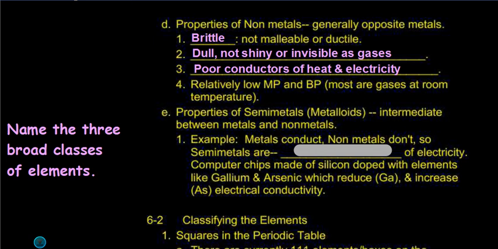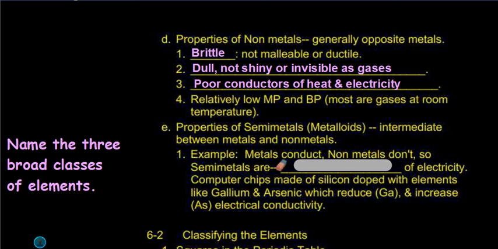Okay, the third broad class is the semi-metals, and it's the ones along the zigzag line. And these have intermediate properties between metals and nonmetals. So for example, metals conduct, nonmetals don't, so semi-metals are semiconductors of electricity. And so computer chips are made out of silicon, which is a semiconductor, doped with elements like gallium and arsenic, which can either reduce or increase their electrical conductivity.